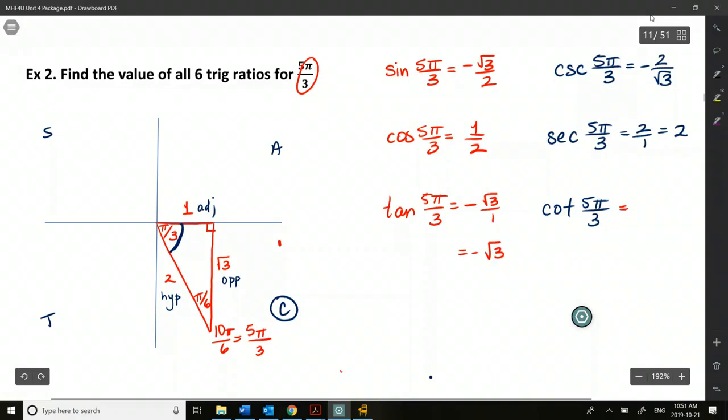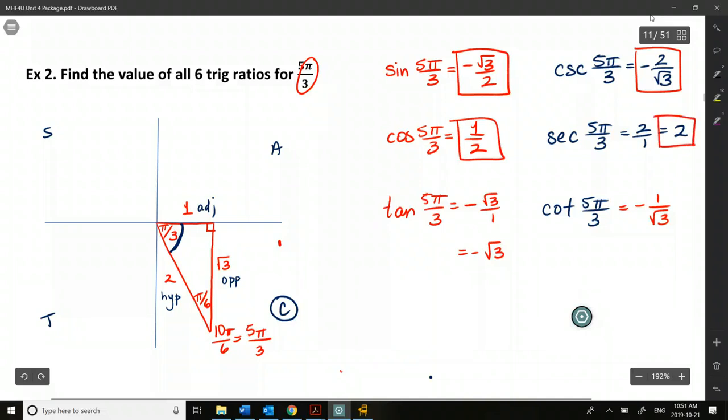And then for cotangent, I'm just going to use the reciprocal, so we'll flip around and we'll get negative 1 over root 3 for this one. Okay, so there's our 6 answers there: sine, cosecant, cosine, secant, and cotangent, and tangent.